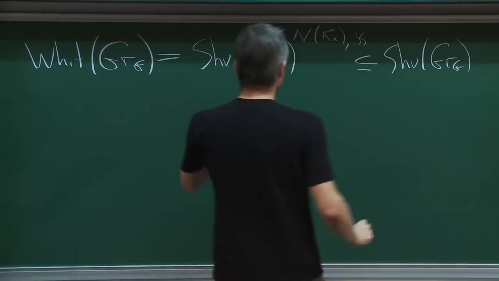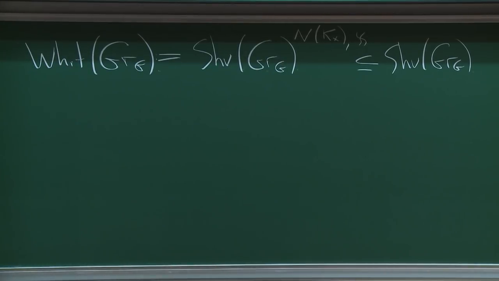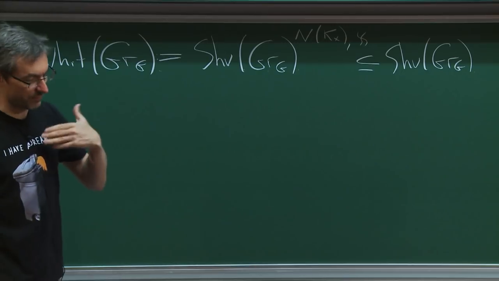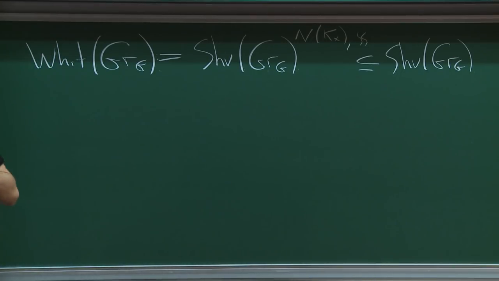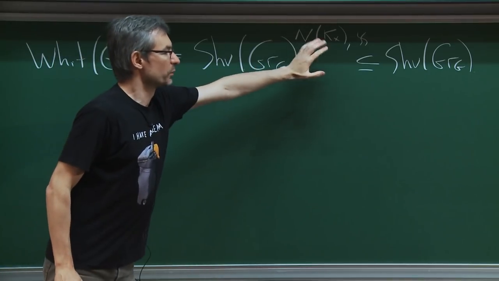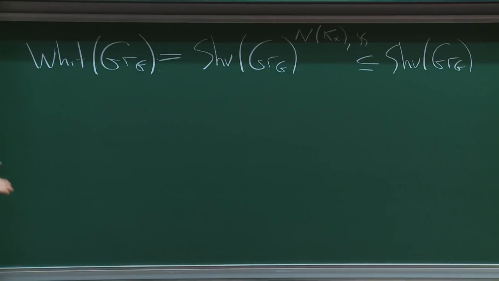So I should add the warning here that usually when you talk about the equivariant category, the functor of forgetting the equivariance is not fully faithful. But because here we're dealing with a group which is essentially unipotent, this forgetful functor will be fully faithful.